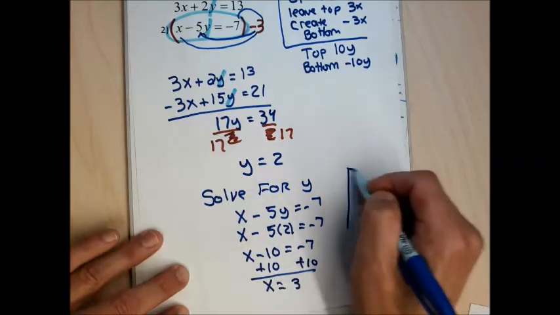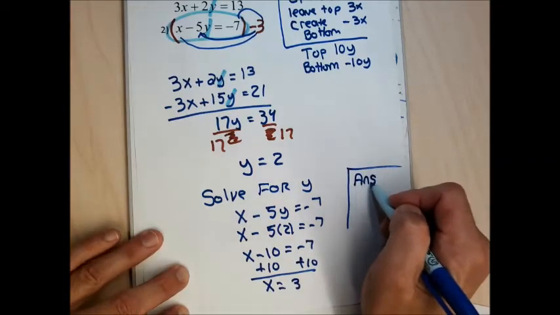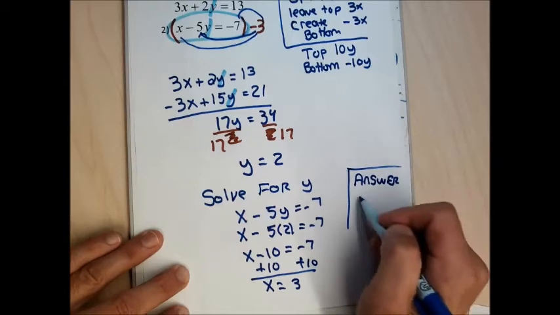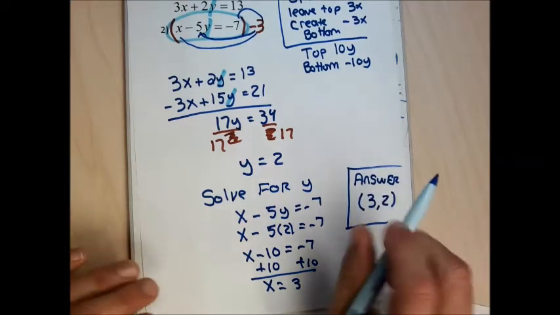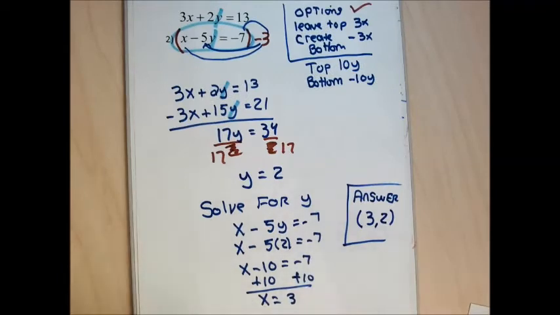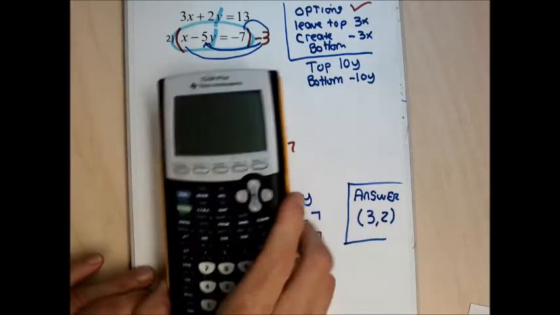My answer for this problem is going to be x equal to 3, y equal to 2. Anytime I use the elimination method to solve a problem, it's super easy to check doing the RREF on my calculator, even though if you use RREF on your calculator and don't show any work, you won't get any partial credit. You'll get completely no credit.